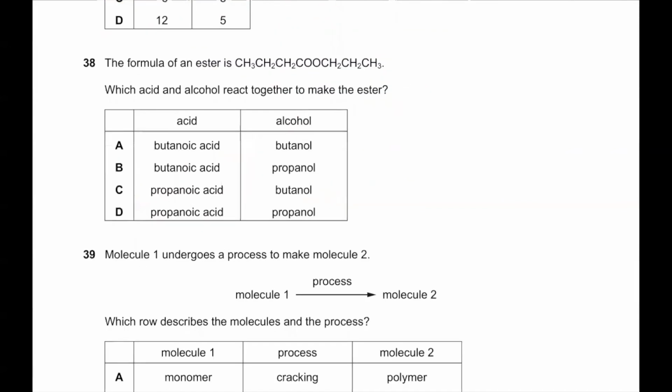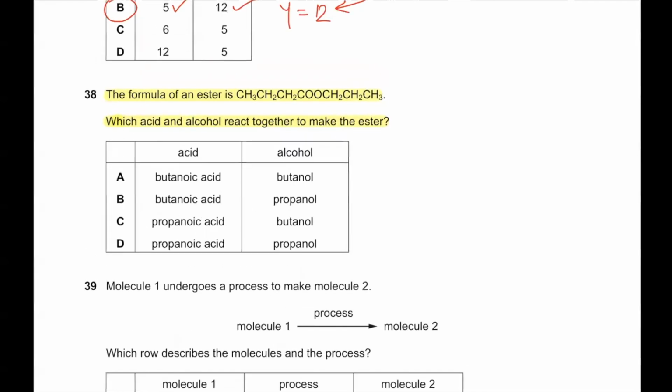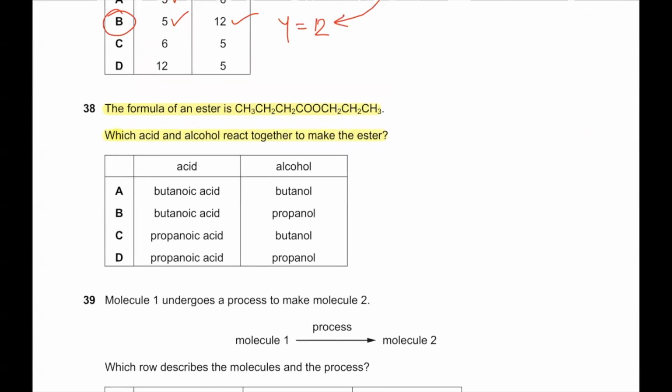Question number 38. The formula of an ester is CH3 CH2 CH2 COO CH2 CH2 CH3. Which acid and alcohol react together to make the ester? Guys, this can prove to become a very hard question for an O-level grade student. However, guys, just see how I do it.